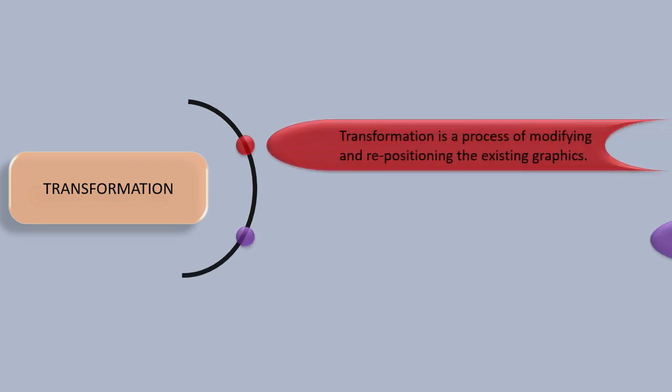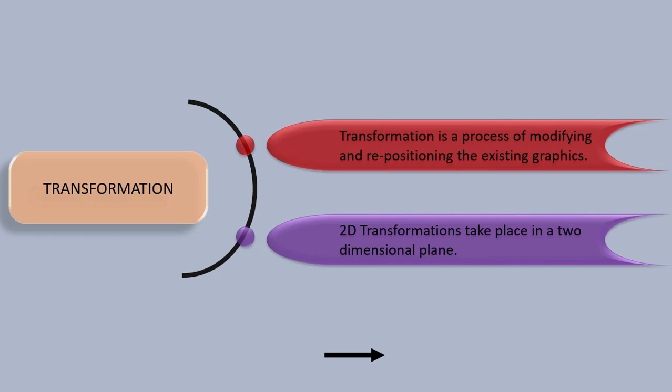Transformation is the process of modifying or repositioning an existing graphics object. By considering any graphics object, if we want to modify its size, decreasing or increasing the size of that object, or we want to move it from one location to another, then a process is required which is known as transformation. This transformation takes place in the two-dimensional plane, the plane created by the x and y axes.